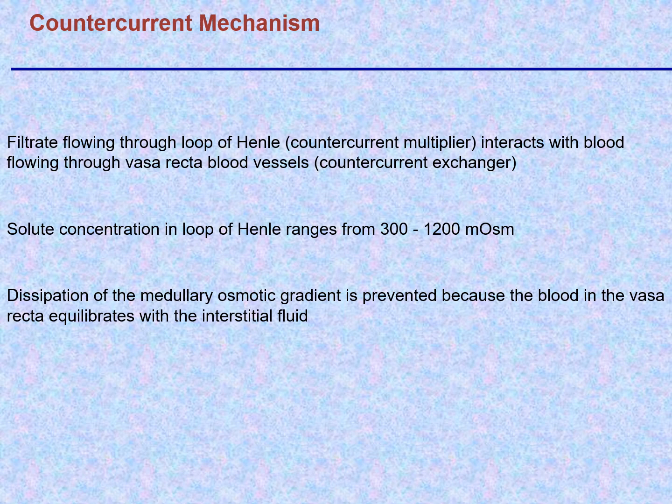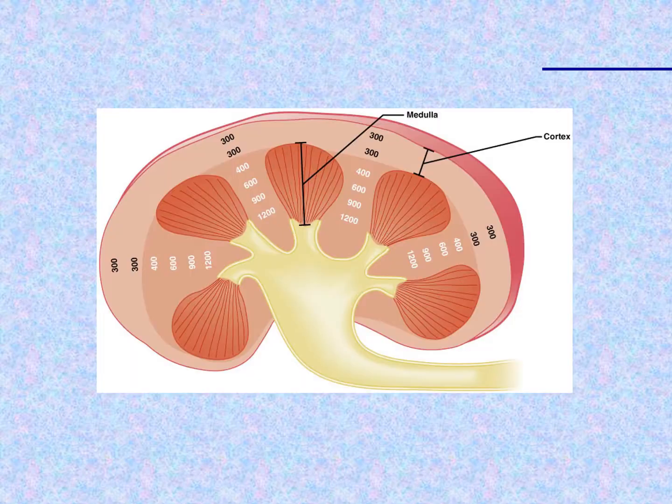That osmotic gradient, that change from 300 to 1200, is not removed, it's maintained because the blood in the vasa recta around it will equilibrate with the interstitial fluid, which also has that same gradient of osmolarity values.